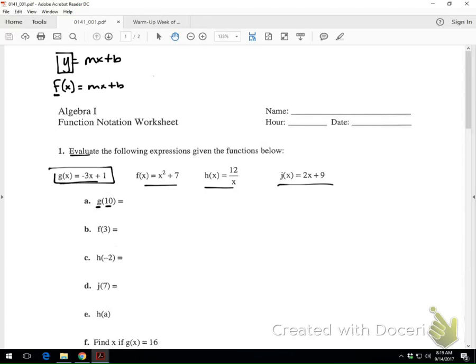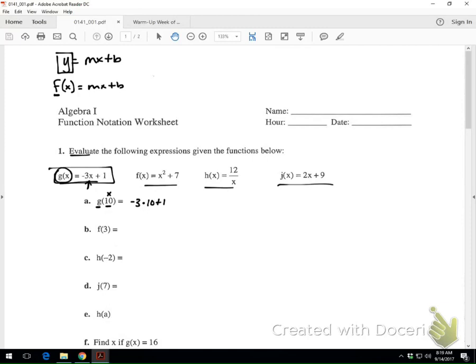Now, what do you see in this g of x that you don't see in this one? The x, right? The x is supposed to go right there. Well, since there's a 10 in that place, where do you think you plug that 10 into? To the x. So in the equation, you would have negative 3 times 10 plus 1. You just plug it into the x in the equation. So anytime you see f of something, a number, g of something, a number, whatever, you just plug it into the x in the equation and solve.